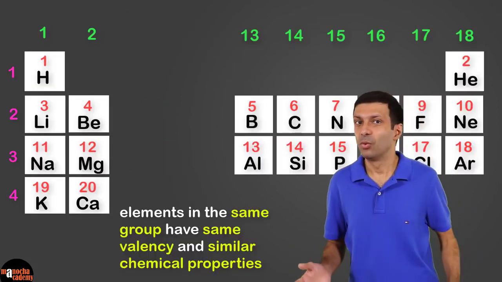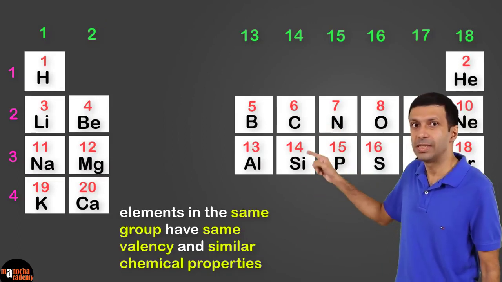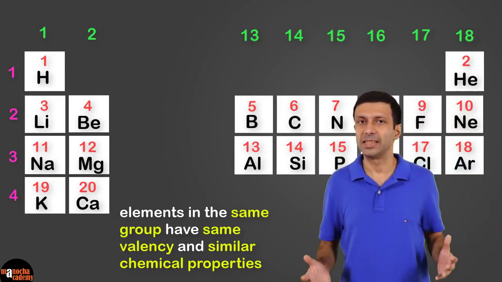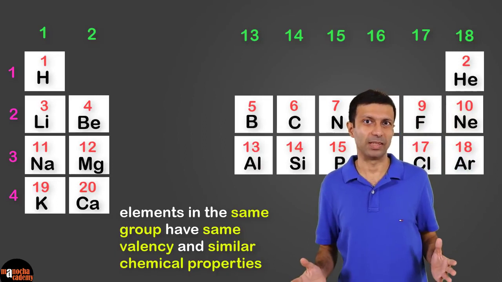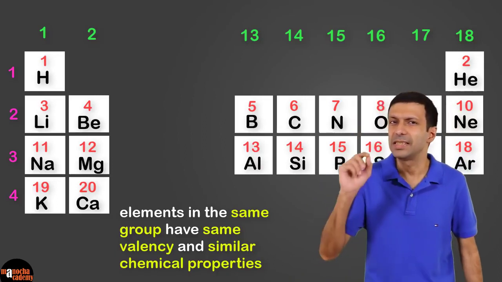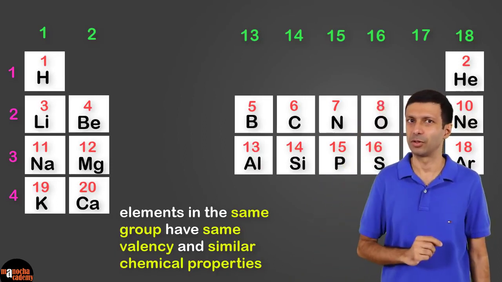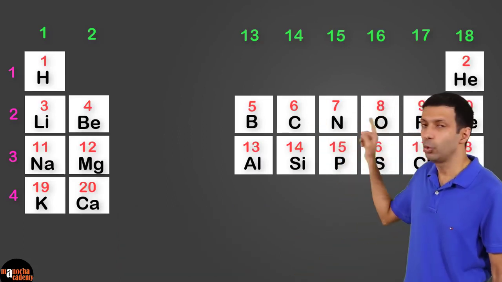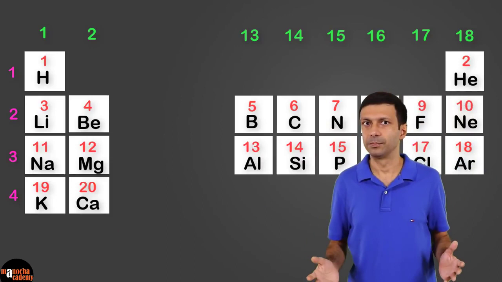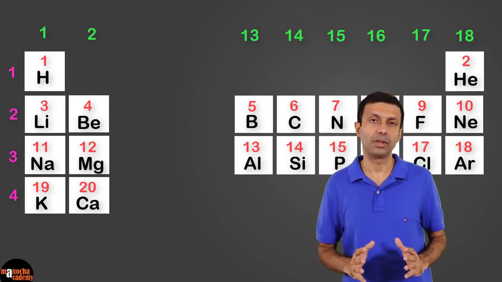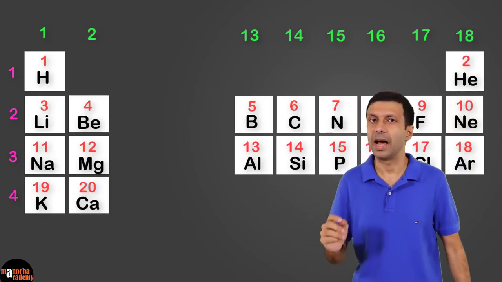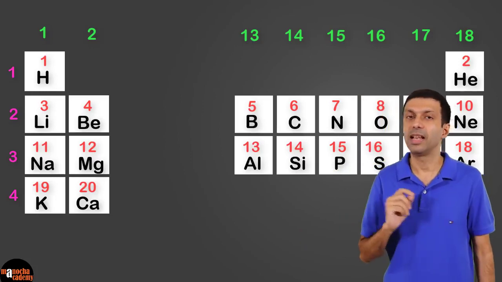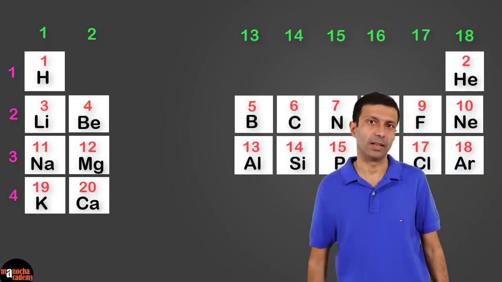In summary, we saw that elements belonging to the same group have the same valency and similar chemical properties because they have the same number of valence electrons. Now the group numbering that we saw from 1 to 18 is the new scheme. There is an older scheme that uses Roman numbers and alphabets A and B. Let's take a look at the old scheme as well.